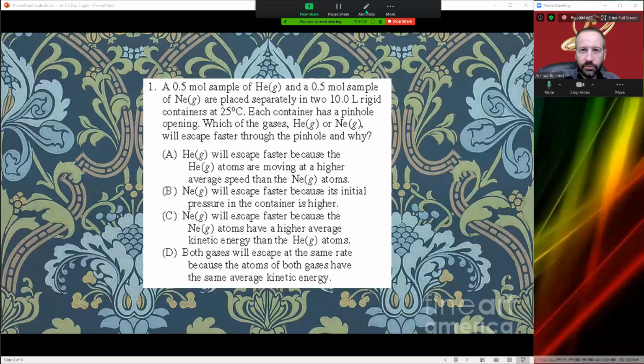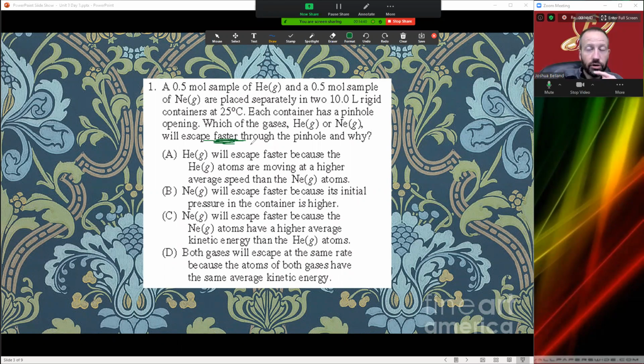I'm going to try and go for a darker color here. Let's go green. Escape faster. Oh, that word alone, kind of. I've heard gases, and I've heard faster, and that makes me think Graham's law. So let me ask you, what do we expect to move faster? Something heavy or something light? Something light. So we look up the masses.